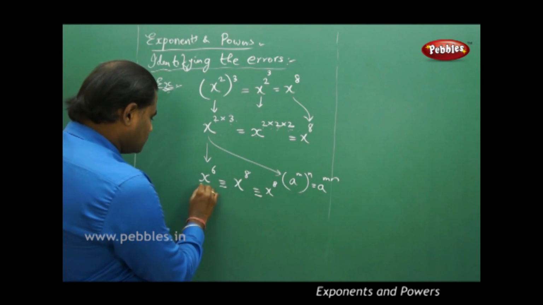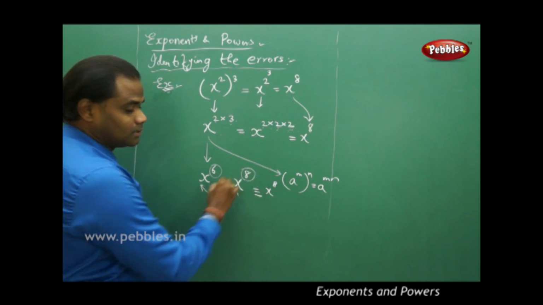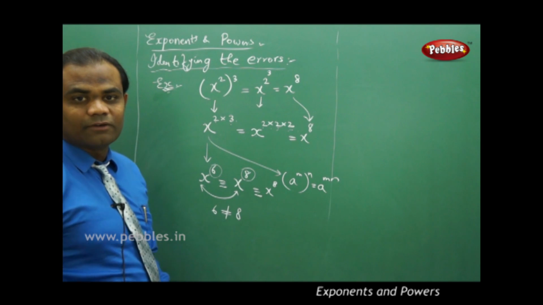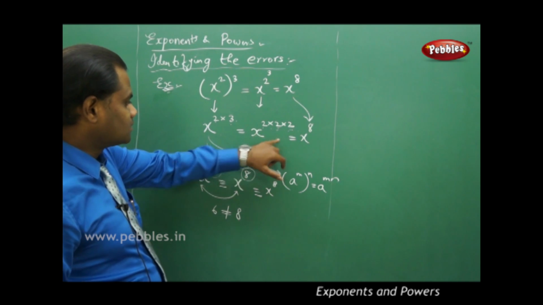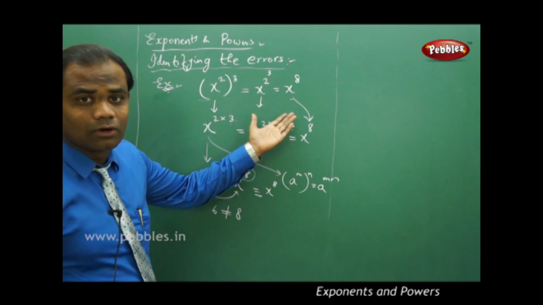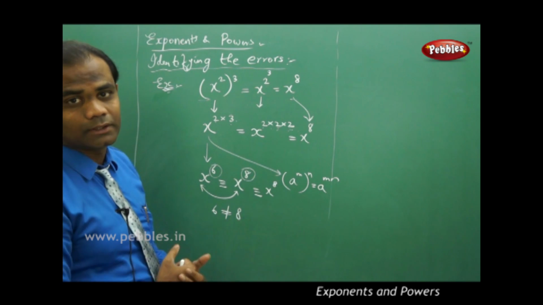But this cannot be equal to this, because when the bases are equal, the powers must be equal. So 6 is not equal to 8. Therefore, my statement that this entire equation is equal is wrong. So there is something missing out here. There is some error here which we need to identify.